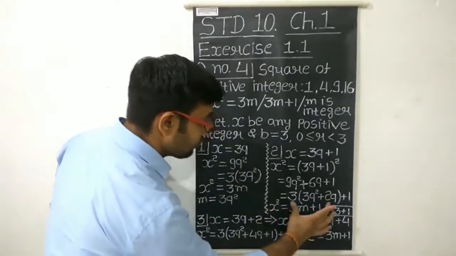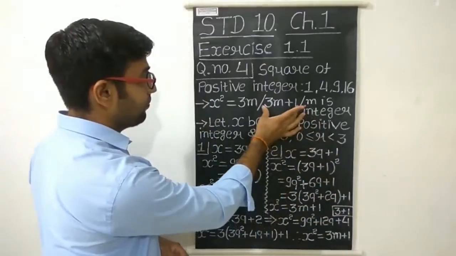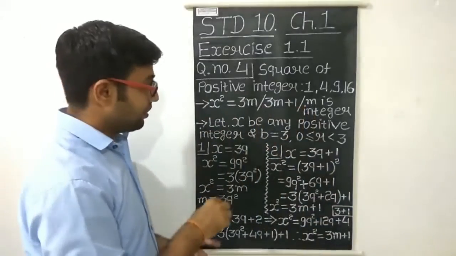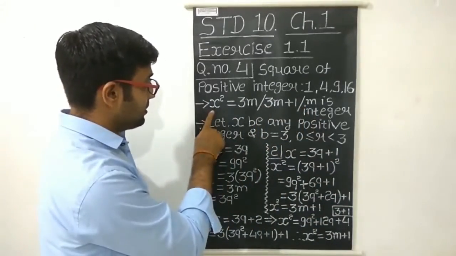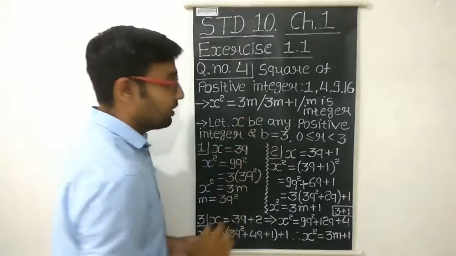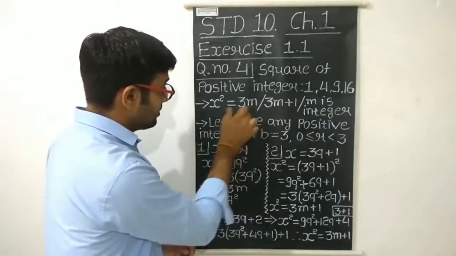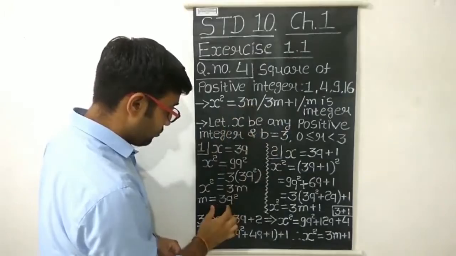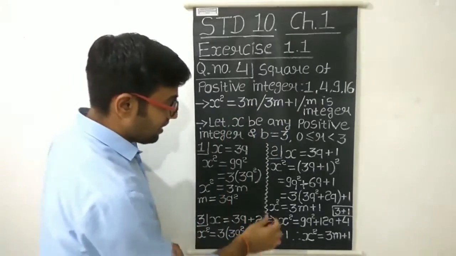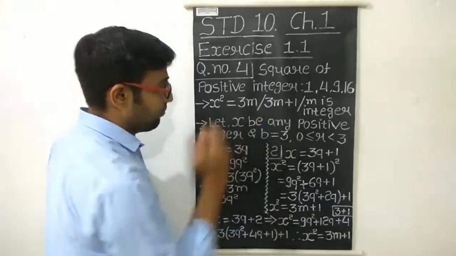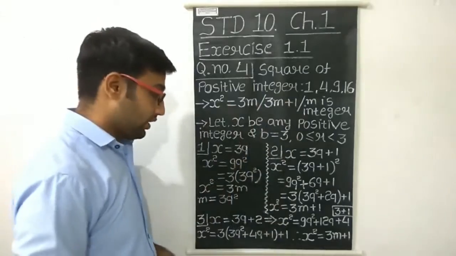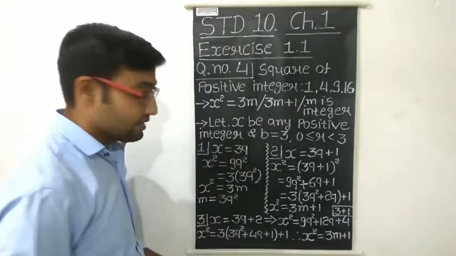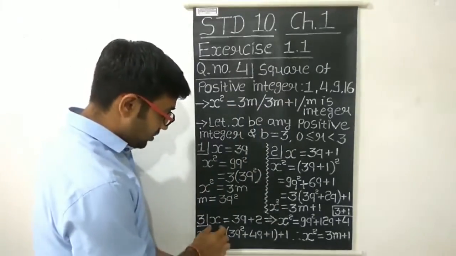So we get x square is equal to 3m plus 1. So this 3m plus 1 is the form we need. We have been given in the question that the square of any positive integer is either in the form of 3m or 3m plus 1. So in the first case we get the square in the 3m form. For the second case we get the square in the 3m plus 1 form. Okay. Now let us study the third case. The same process we have to do.